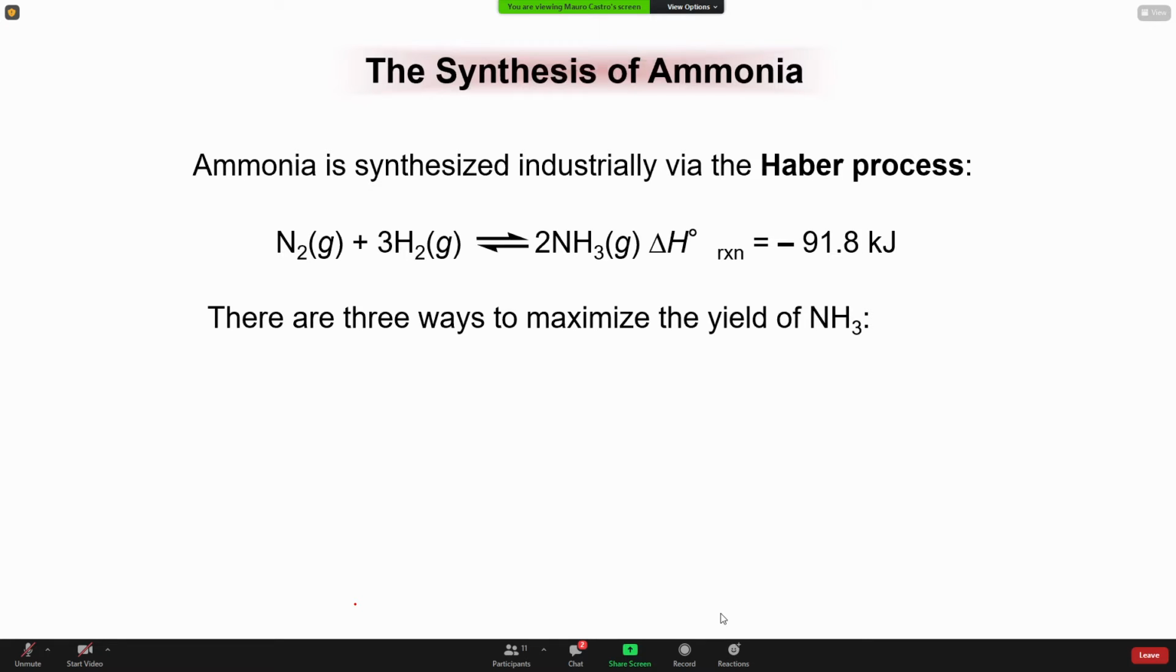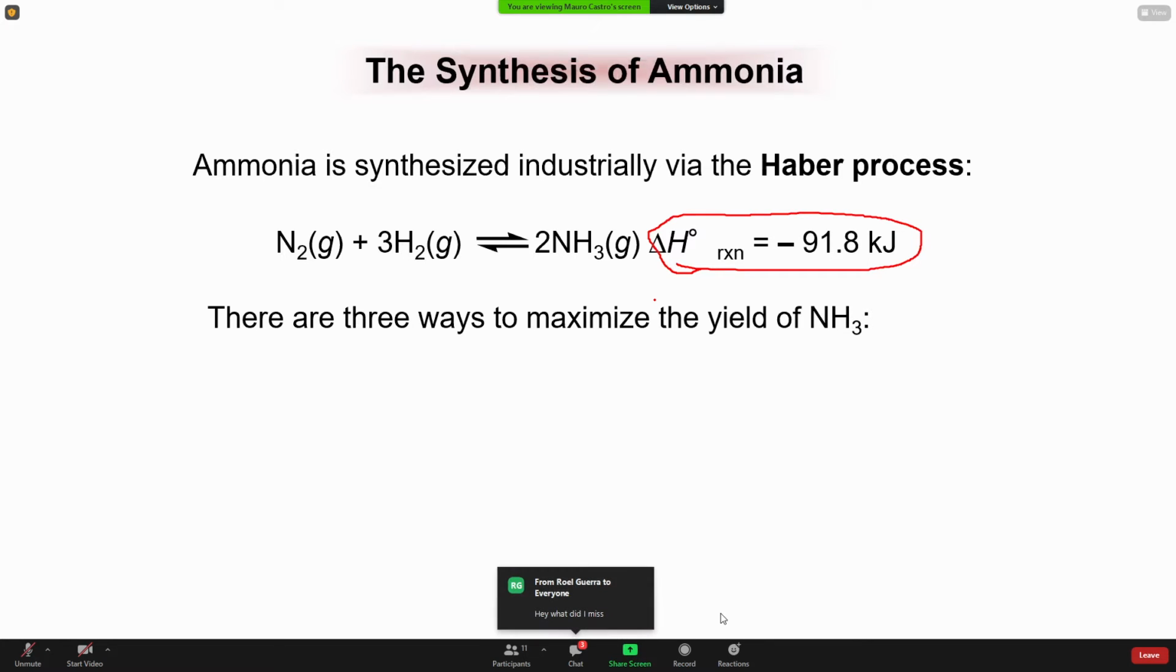This was actually a German scientist that probably got a Nobel Prize for coming up with this formula to make ammonia. So nitrogen and hydrogen is required, obviously a balanced chemical equation. 1 mole of nitrogen, 3 moles of hydrogen gas will give you 2 moles of ammonia gas. And it also has a delta H of reaction. The heat of the reaction is going to be minus 196. So there are 3 ways. If you remember the slide before, you know the 3 ways to maximize the yield of the ammonia.